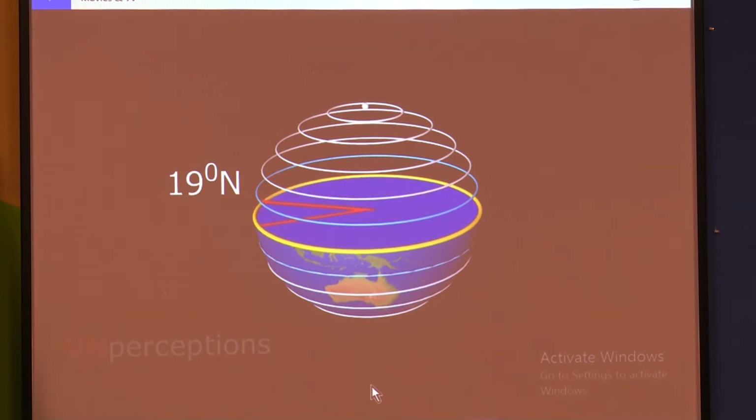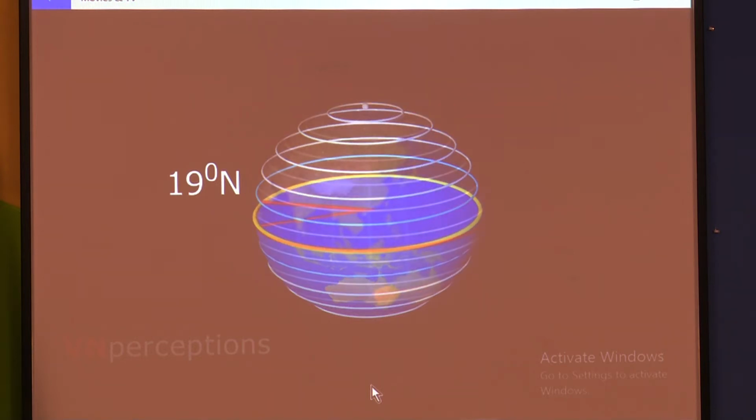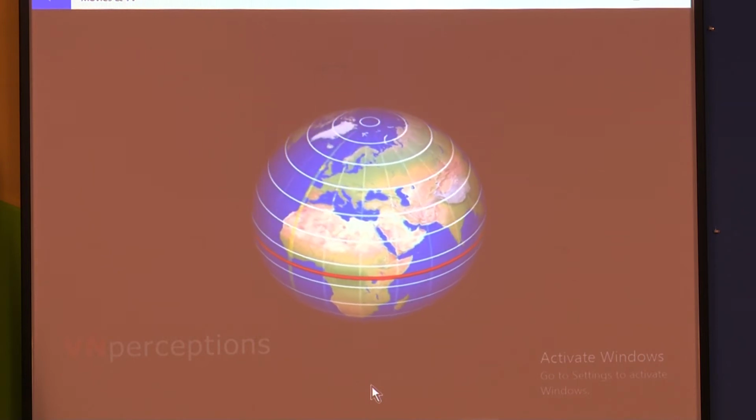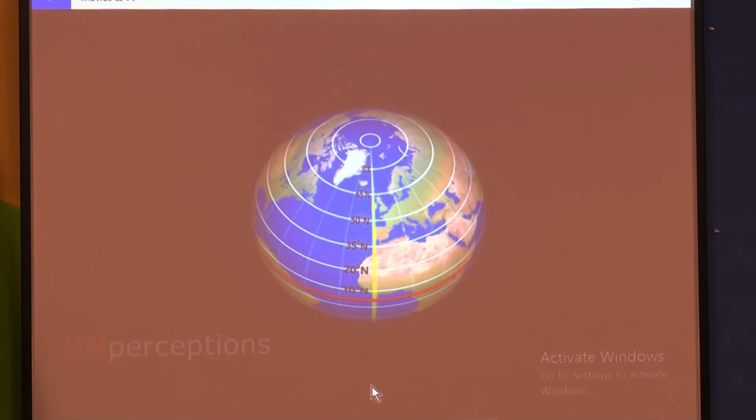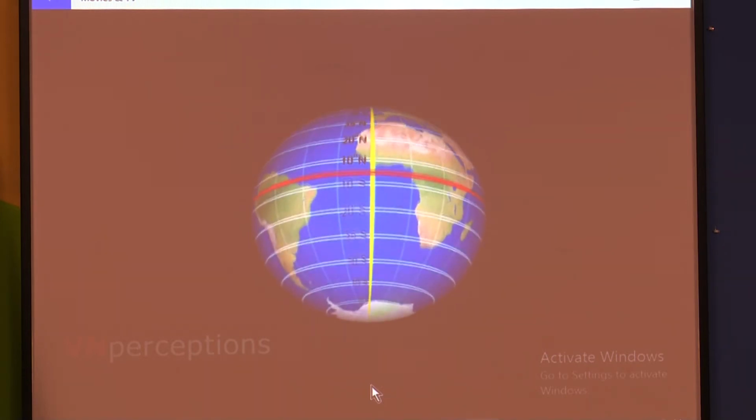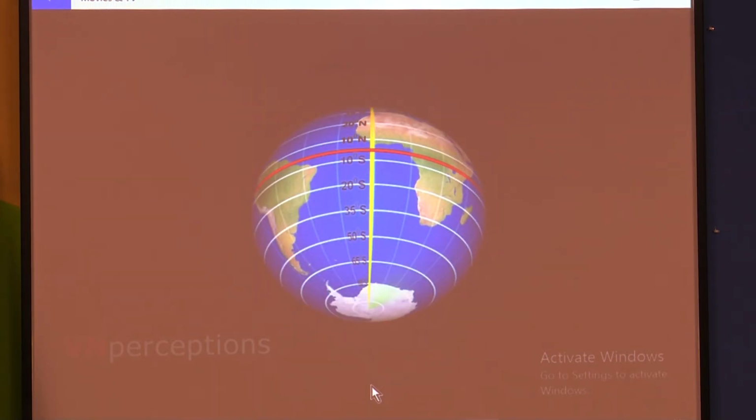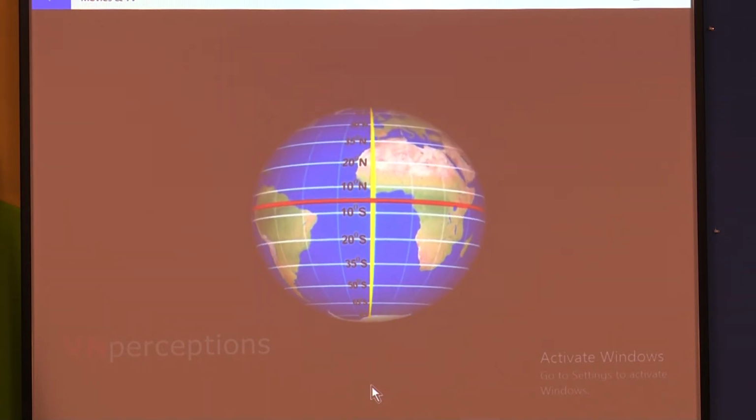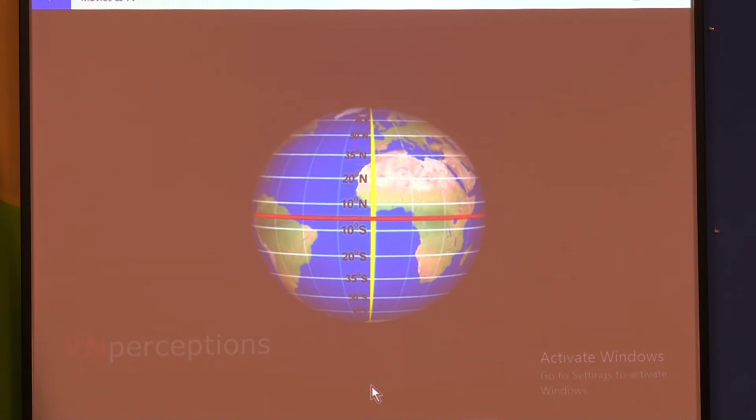Every parallel of latitude is a circle. So there are 90 parallels of latitude in the northern hemisphere to the north of the equator. Similarly, there are 90 parallels of latitude in the southern hemisphere to the south of the equator. Now, all the lines of latitude are not drawn on a globe for practical reasons, because if I draw all the lines, the map would appear very crowded.